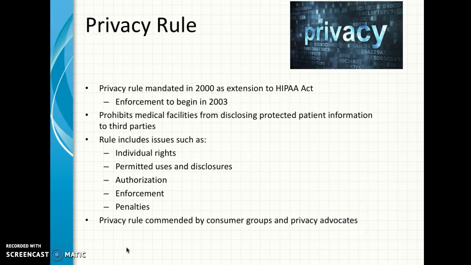The privacy rule was mandated in 2000 as an extension to the HIPAA Act, and enforcement was to begin in 2003. It prohibits medical facilities from disclosing protected patient information to any third parties unless otherwise permitted by the rules. It applies to any electronically transmitted information and protected patient information in any form.